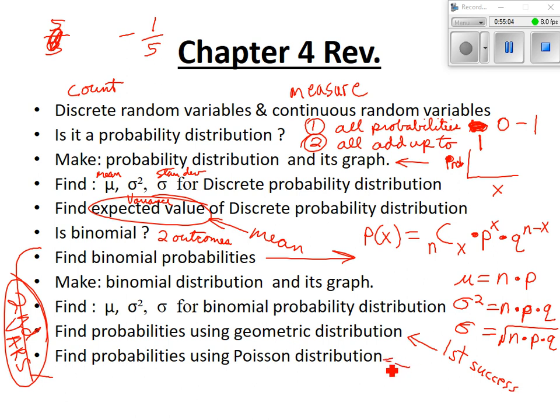And then what's going to be a key to tell you if you're using Poisson? A specific thing. How many are in a certain area or something, and it's probably going to give you a mean. It's going to tell you what the mean is.